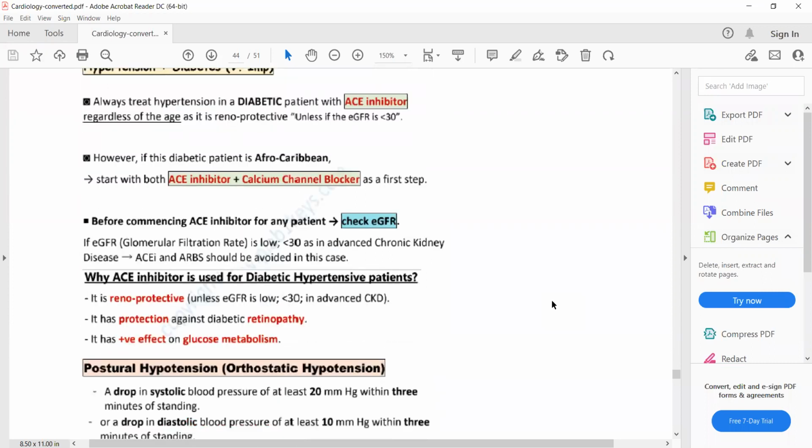So this was all about the management of hypertension. I hope it's clear to everyone. Is there any question anyone wants to ask?